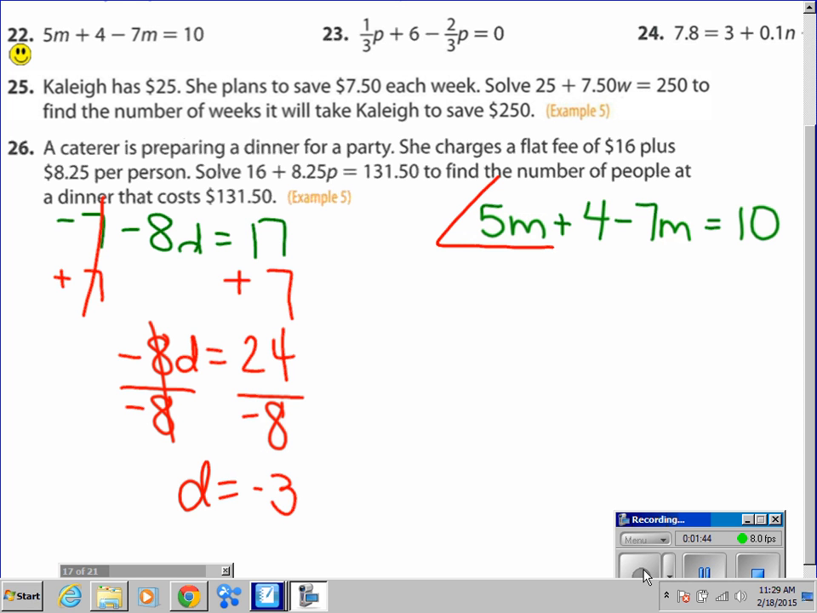All right, the next problem, there are some like terms. So you could combine the 5m and the -7m, and what would you end up with? Yes, -2m. You're still left with a 4, so you're rewriting your whole problem now with combined like terms.